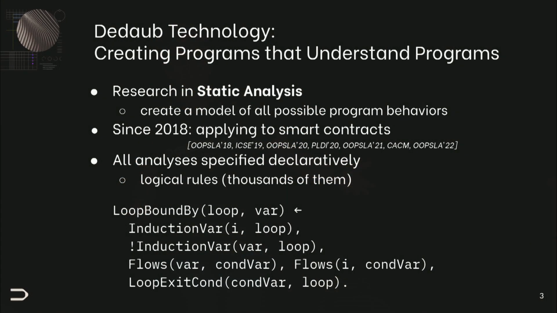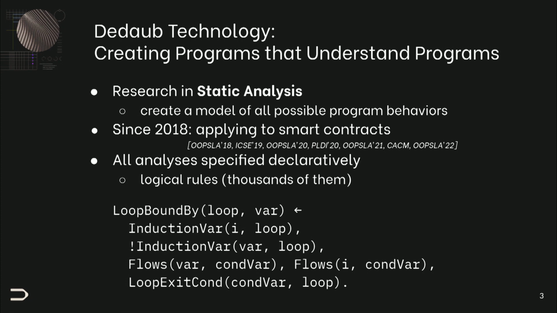Now, in particular, my research and the DDARP technology of the past years has focused on a specific kind of program analysis, static analysis. So we try to create models of all possible program executions without actually running the program, which would mean following just one execution. And since 2018, we have applied this to smart contracts, and we've had multiple research results that document this progress, and a few of them will be shown here today.